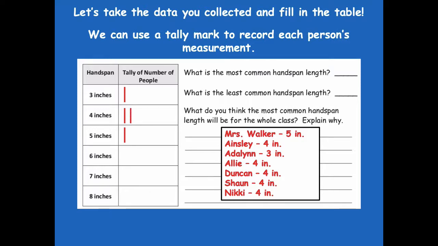Then we move to Allie, which was 4 inches. So there's another one next to that one. You want to leave a space so you can see the space in between. Otherwise, it'll be much harder to see those tally marks later. Now we move on to Duncan, which was 4 inches. We move to Sean, which was 4 inches. And Nikki was also 4 inches.